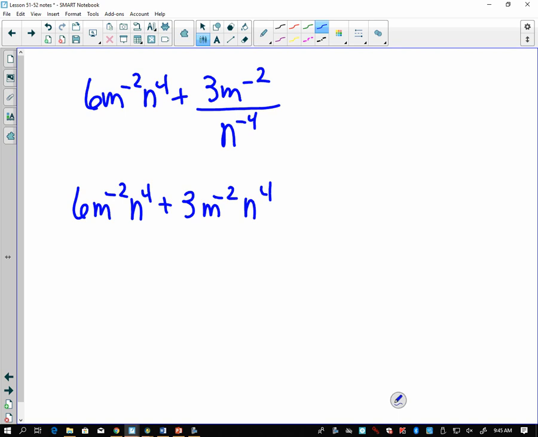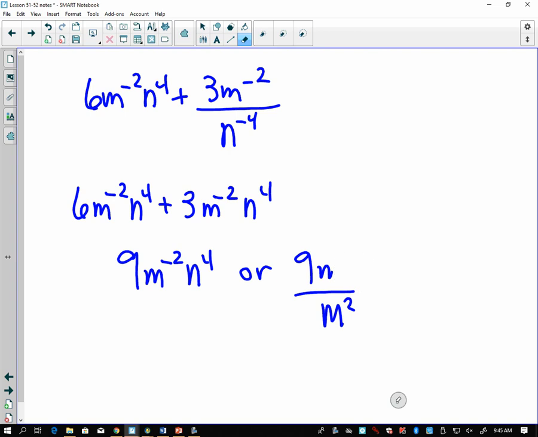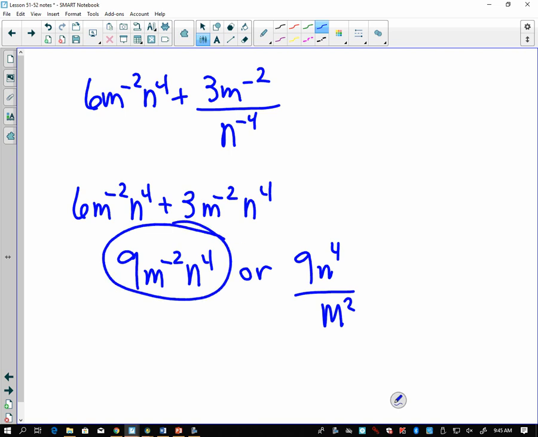So here I'm looking at what is 6 plus 3? 9. So we add our coefficients. We have 9m to the negative second n to the fourth, and that's how they want you to leave it. You could potentially write this as 9n to the fourth over m squared. Sorry, that looks a little ugly. I would accept either of those answers, but this one is what they're going with.